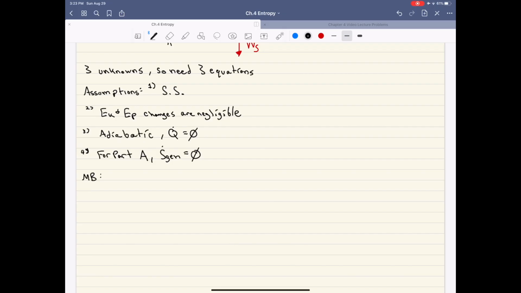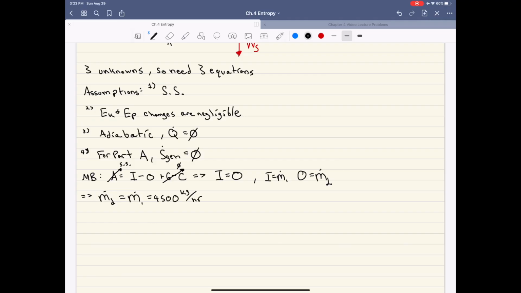We're going to write out our balances. We'll start with our material balance on the turbine. Accumulation equals input minus output plus generation minus consumption. Nothing's being generated or consumed, and this turbine's operating at steady state. Therefore, the input is equal to the output, with the input equal to M1 and the output equal to M2. Therefore, M2 is just going to be equal to M1, which is 4,500 kilograms per hour.